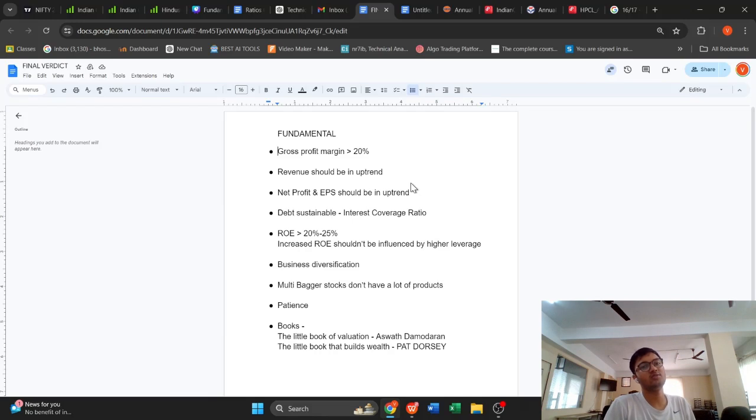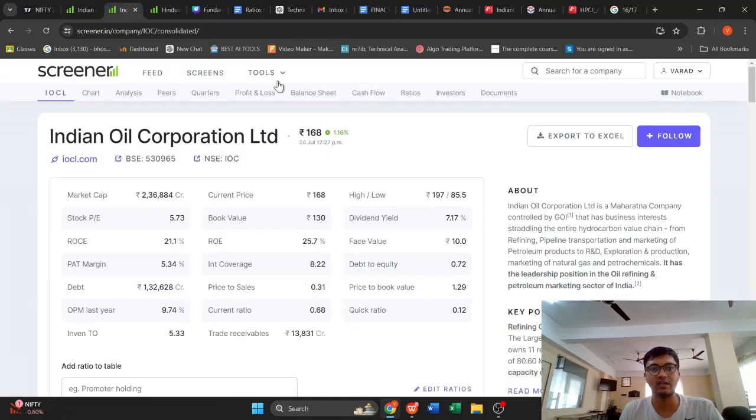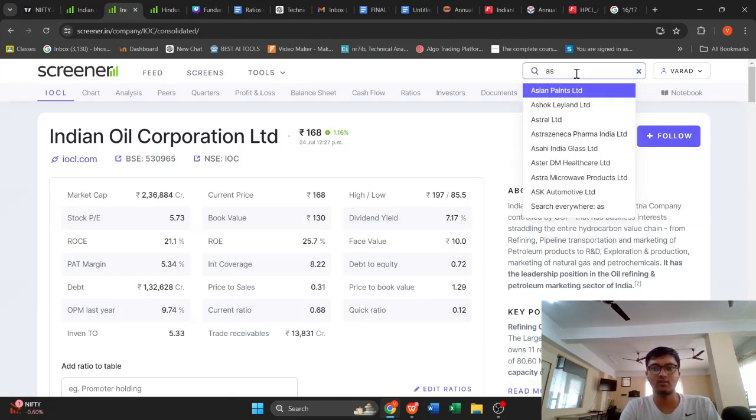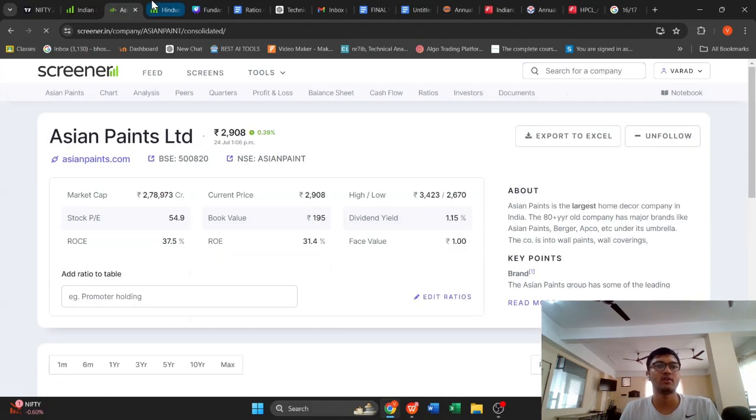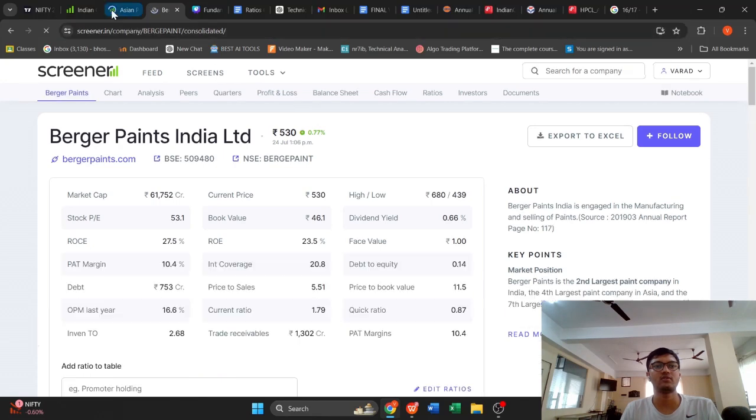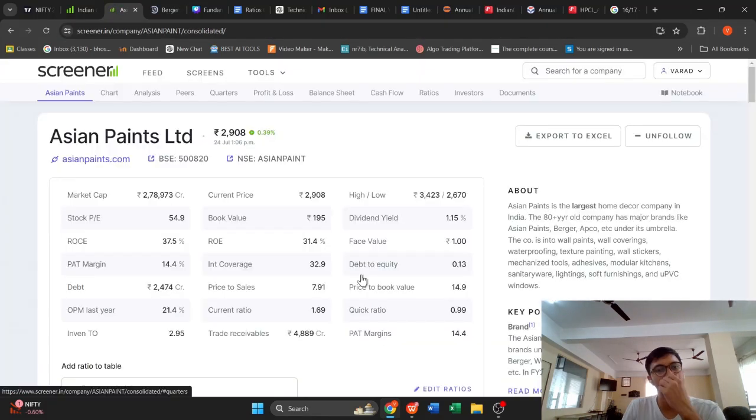You should look at the profit margin before investing into a company, but again it depends on the sector. In case of oil companies, they are not manufacturing the oil, they are at the end of the day just reselling the oil. Take Asian Paints, and I'll take one more example, Berger Paints. Let's compare both these companies on the basis of profit margins.